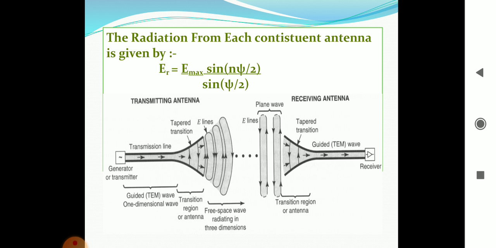In the figure we can show the different parts of an antenna, in which the first part is the transmitting antenna and the second part is the receiving antenna. In the transmitting antenna, the generator of the transmitter is there. Also the transmission lines are shown, and the free space waves are radiating in 3 dimensions. These waves are received by the receiving antenna by the guided TEM wave, and the transition region of the antenna is shown.